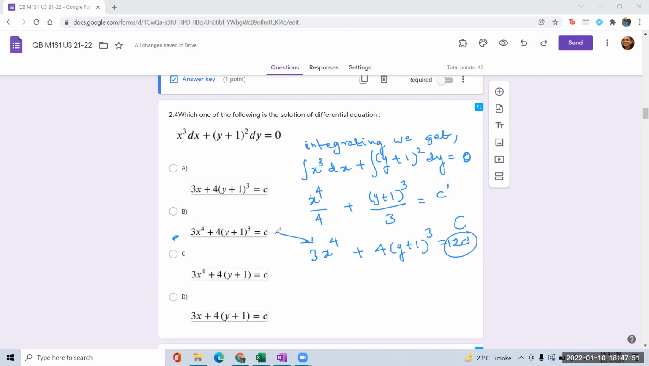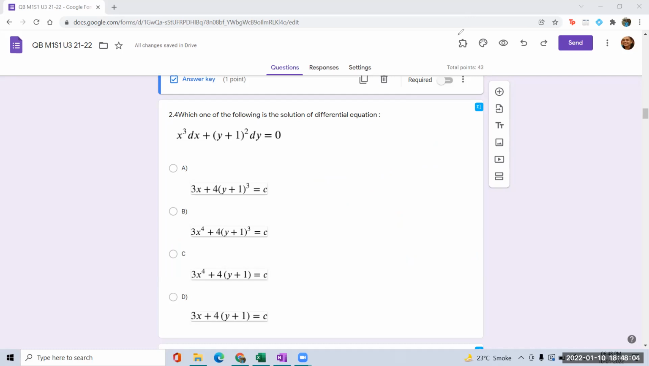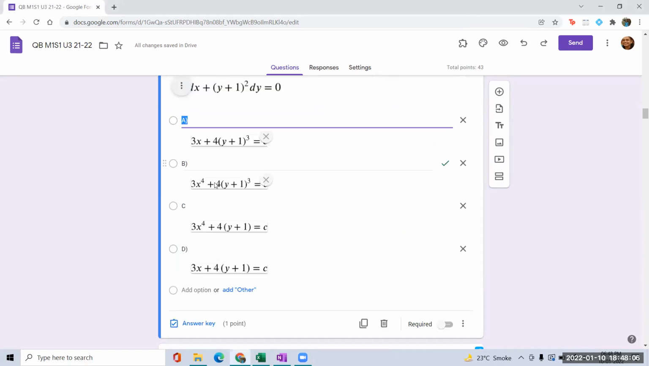So this is the correct answer. For this problem, the method is slightly different. You have to integrate and then get the correct answer. The correct answer is B.